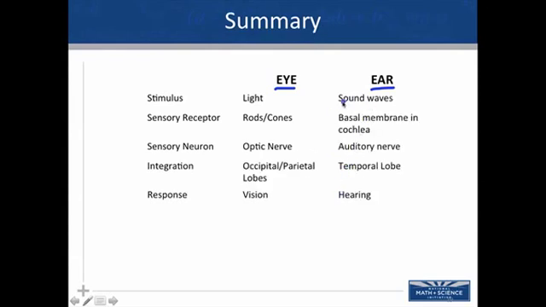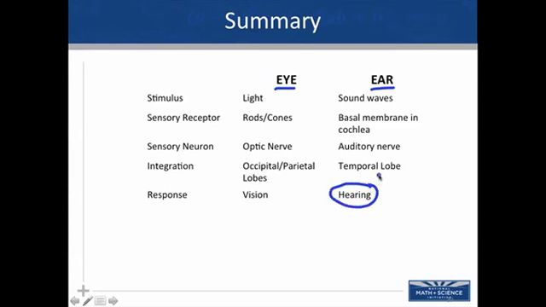And hopefully you have that the sound waves serve as stimulus for the ear, and then the basilar membrane inside the cochlea is our sensory receptor for the most part. And then the sensory neuron is going to be the auditory nerve. That information is going to be taken to the temporal lobe of the brain, where it's going to be integrated or processed, and then that ends up with us being able to have hearing.